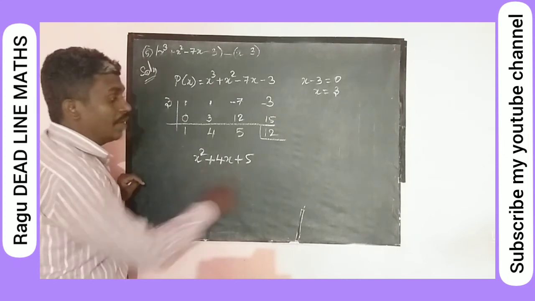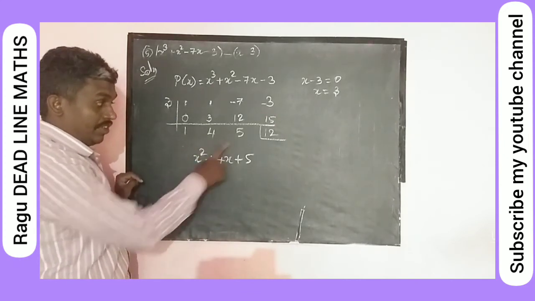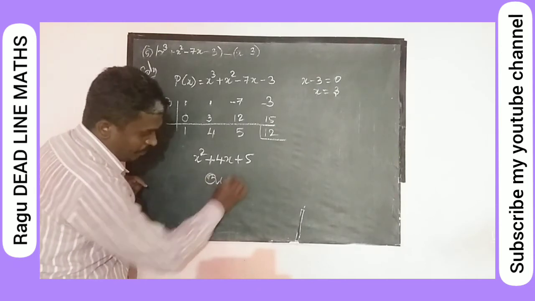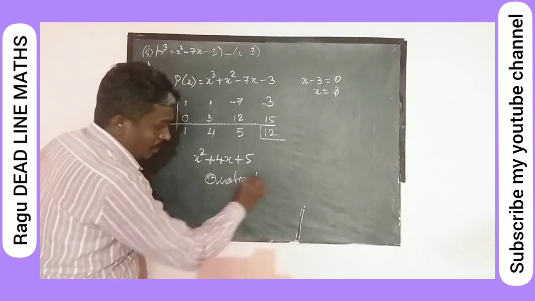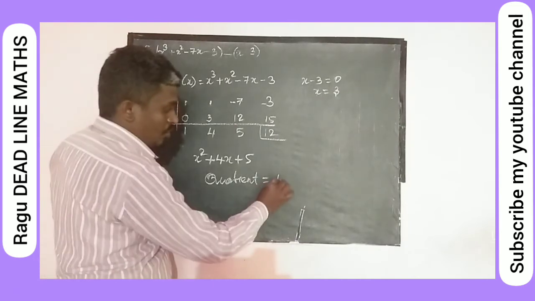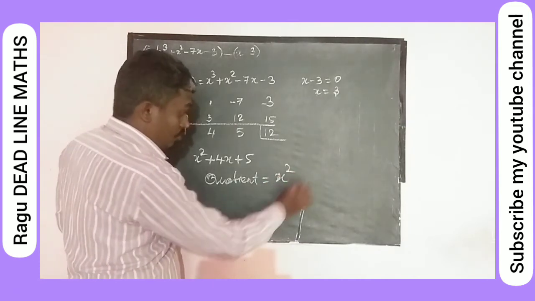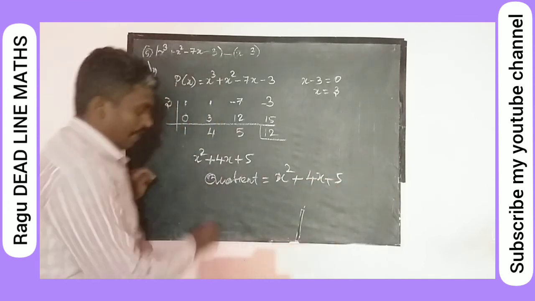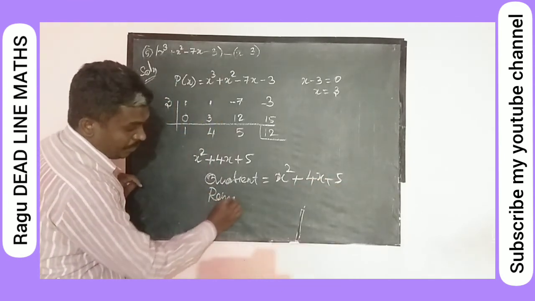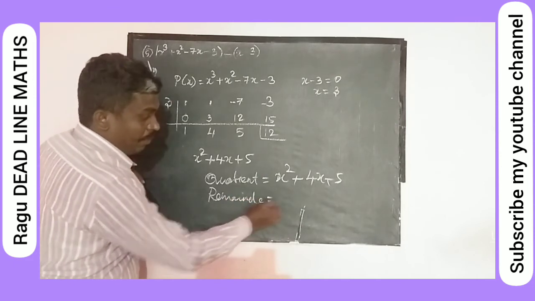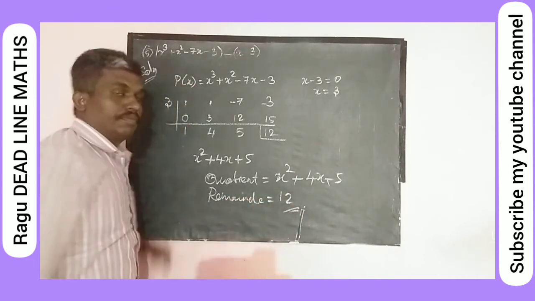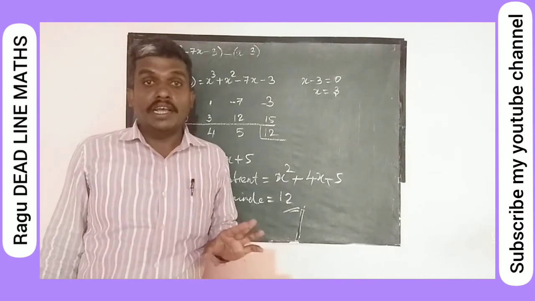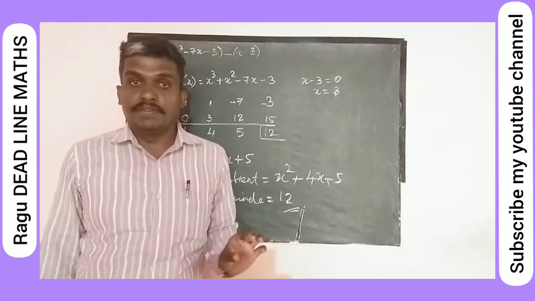So this is the remainder. Here you will write the quotient. Quotient is x power 2 plus 4x plus 5. The remainder is 12.